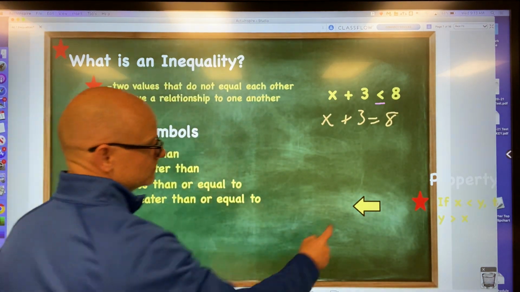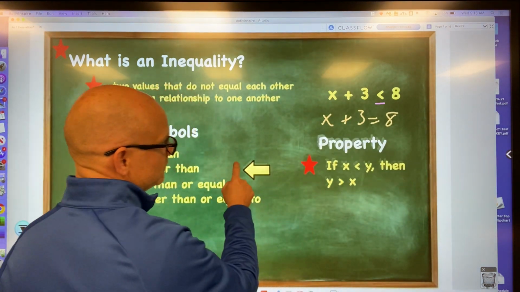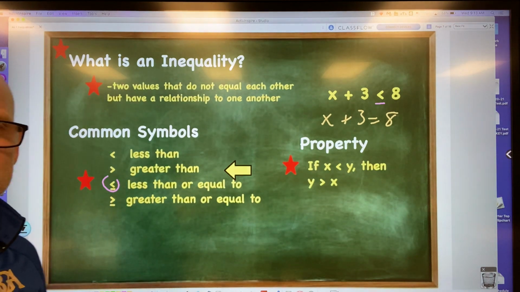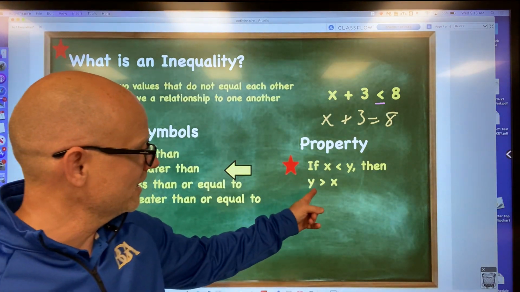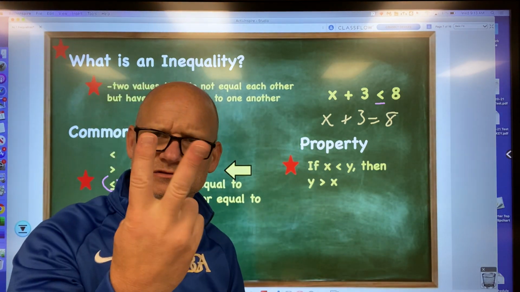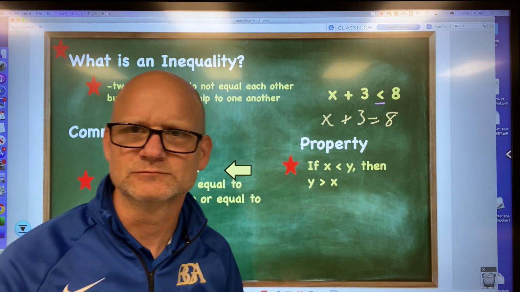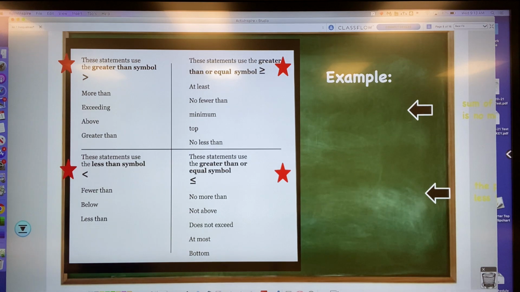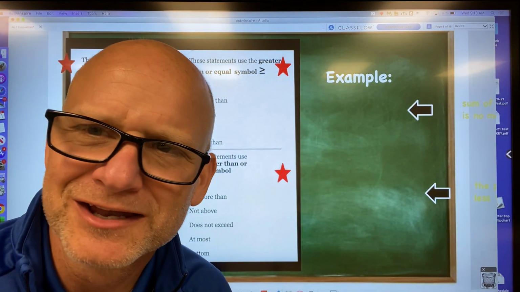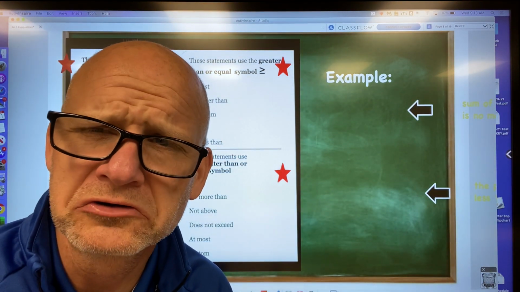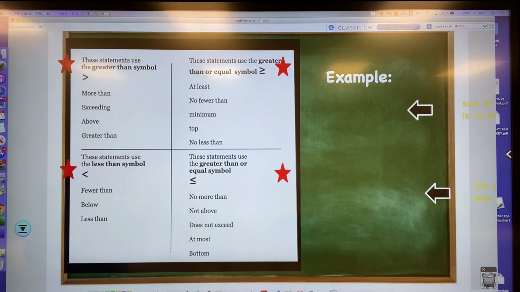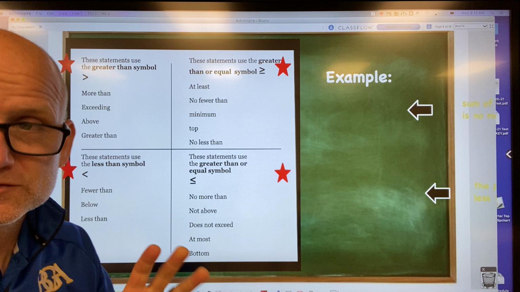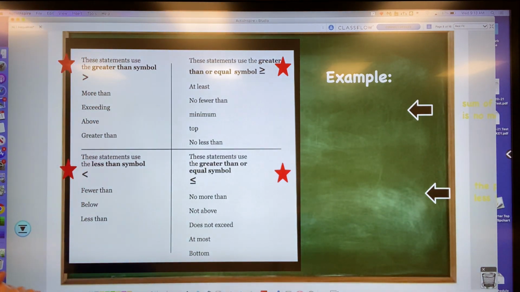And one other thing to point out, write this down. A little property here: if x is less than 5, then 5 is greater than x. Okay, moving on. I know we have to take a lot of notes today. I'm sorry. So just press pause and write this down. Let's just talk about this first and then press pause.